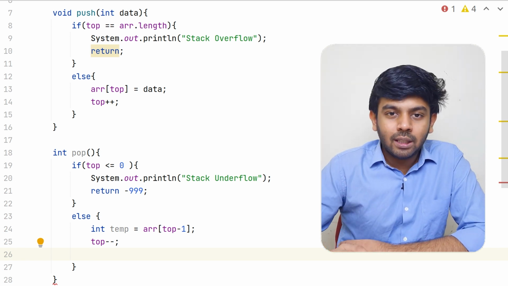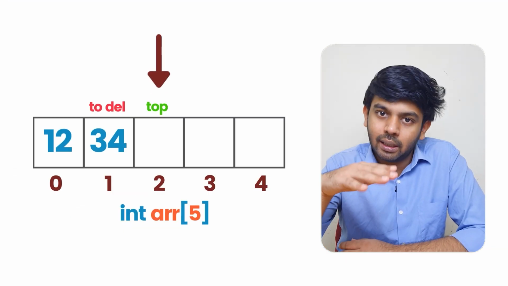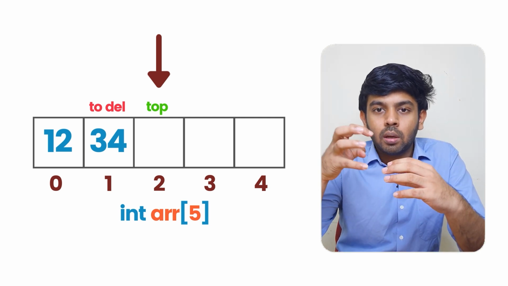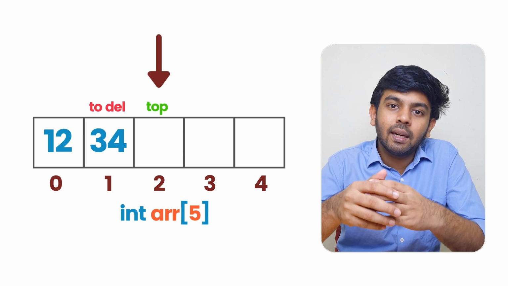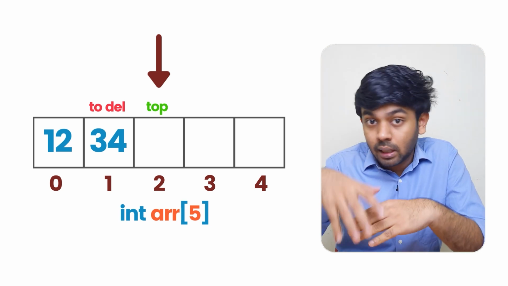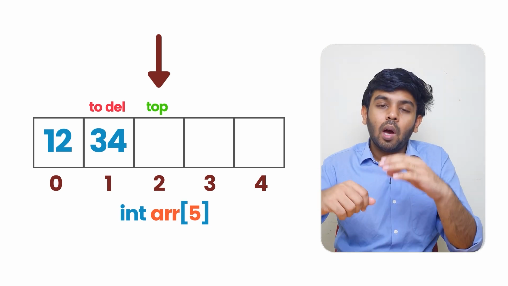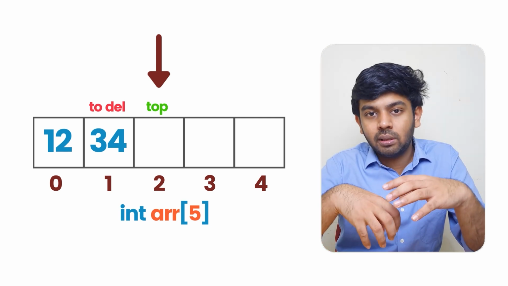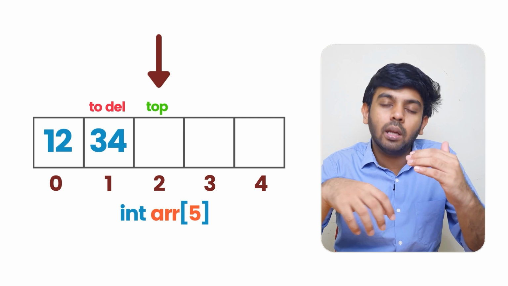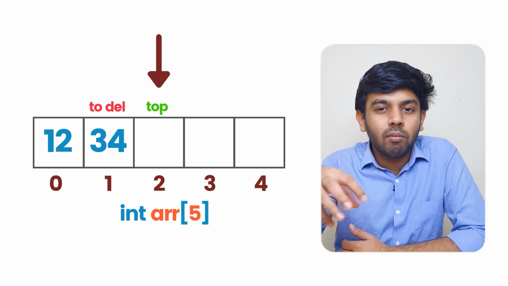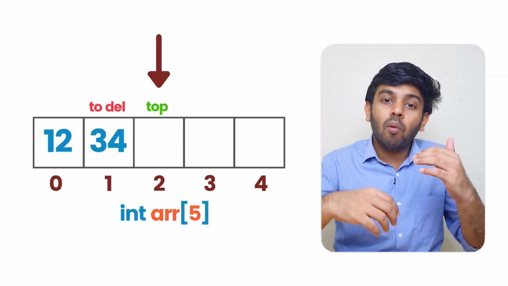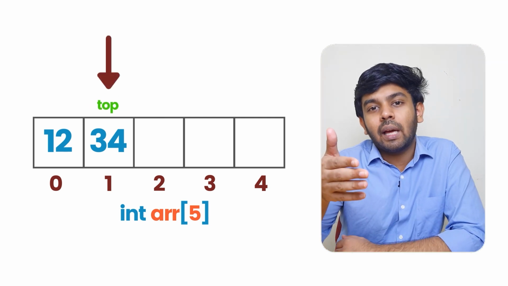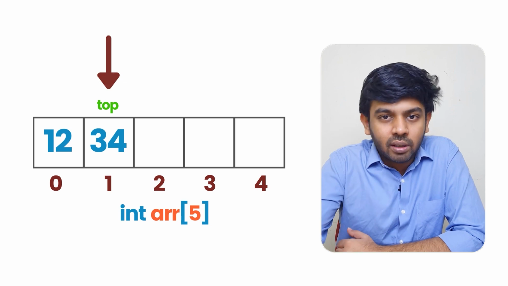So for example, if you are at the second index, when top is at the second index, it means that elements can be inserted at top, right? Now if I want to delete an element, it will be the element at the first index, because top is at the second index, so the element that is going to be deleted will be at the first index. So if I want to delete it, I am just going to decrement the value of top. It means that top will be pointing to the first index.